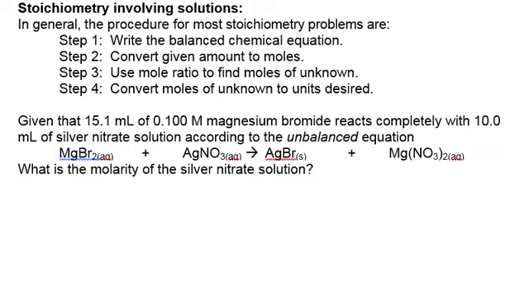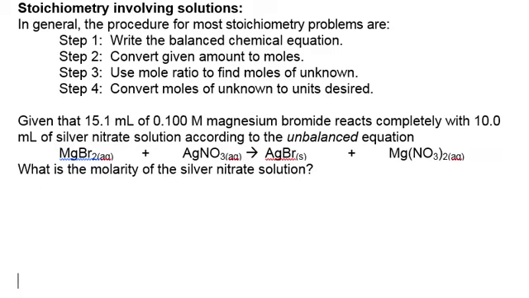This video is going to look at stoichiometry involving solutions. So the 4 steps of stoichiometry, still as in my previous video, are: step 1, write the balanced chemical equation. Step 2, take whatever we know enough about to find the moles and convert it to moles. Step 3, use our mole ratio to find our moles of our unknown. And step 4, convert moles of our unknown to our units desired.